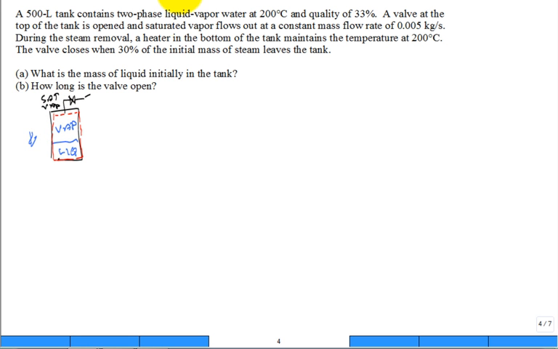And we can talk, okay, what is the volume of this tank? Oh, it's 0.5 meter cubed. Let me put 0.5 meter cubed. Did I do that conversion from liter to meter cubed correctly? Yep, good. And then we'll talk about the initial temperature is 200 degrees C. Can you tell me what the initial pressure is?